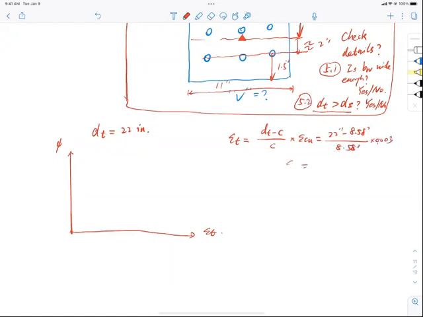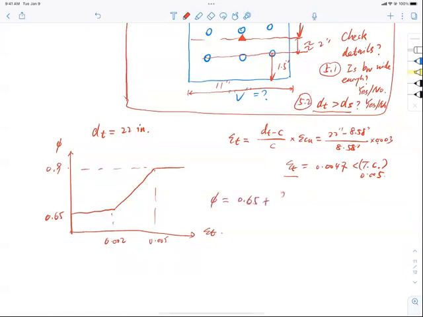To save you the trouble, I calculate this one to be 0.047. And like Aubrey said, this is bad again. It's not tension controlled, which is 0.05. But that's okay. I'm just going to bring this number in because I know the equation for phi, and phi goes like this, with 0.005, 0.002, and 0.65 and 0.9. So phi equals 0.65 plus 250 over 3, multiplied by (epsilon t minus 0.002). Bring the number in, phi equals 0.87.